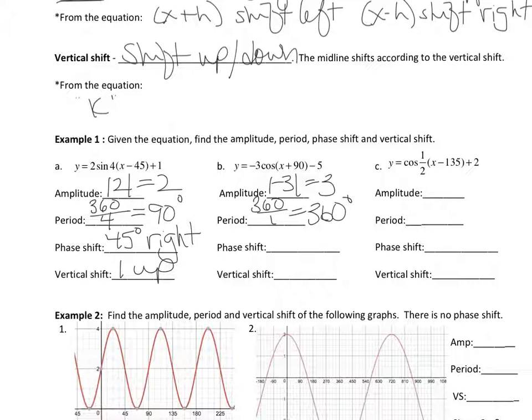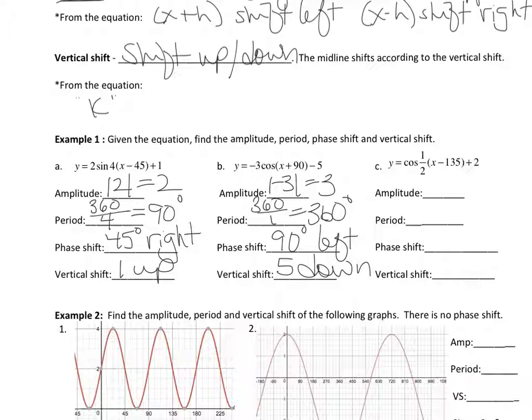Your phase shift, that's your plus 90. You see the plus sign, and you know it's going to the left. So the phase shift is 90 degrees left, and the -5 at the end of the equation means the vertical shift is 5 down.